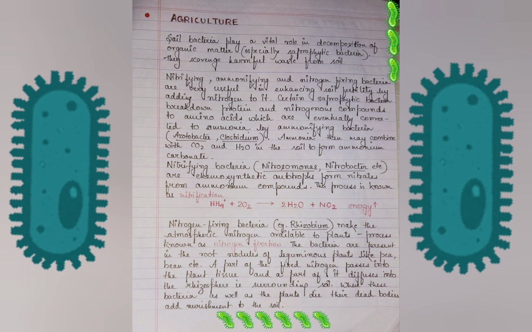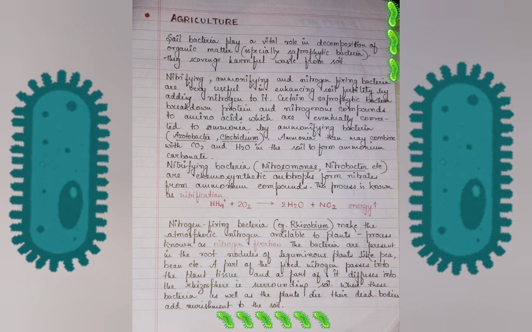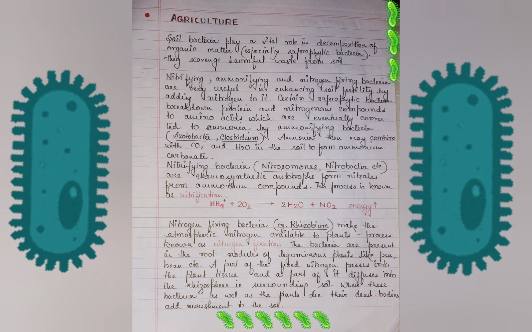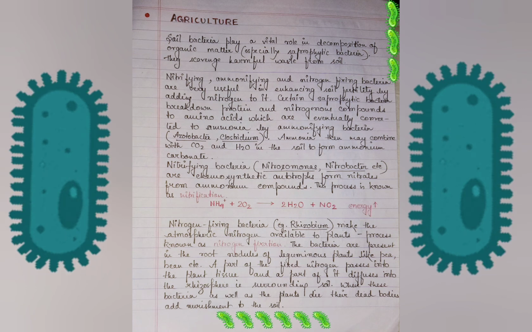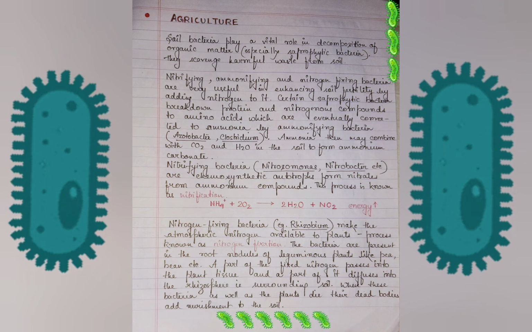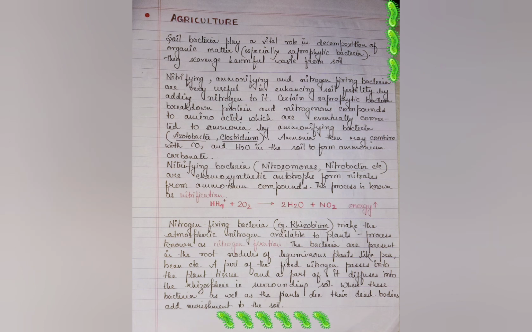Certain saprophytic bacteria break down protein and nitrogenous compounds to amino acids, which are eventually converted to ammonia by ammonifying bacteria like Clostridium, Azotobacter. Ammonia then may combine with CO2 and water in the soil to form ammonium carbonate. Nitrifying bacteria like Nitrosomonas, Nitrobacter, etc. are chemosynthetic autotrophs that form nitrates from ammonium compounds. This process is known as nitrification.